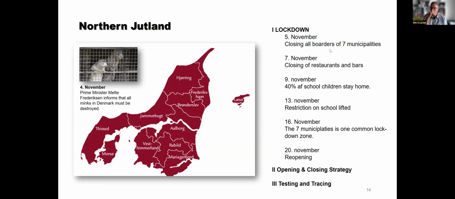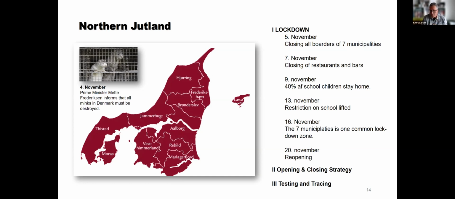In the first phase, you closed all borders of the 7 municipalities, so each municipality was its own little bubble. On 7th of November, you closed restaurants and bars as well. On 9th of November, 40% of school children were instructed to stay at home. So it was even stricter and stricter lockdowns. Then on 13th of November, the restrictions on the schools were lifted again, so it was only in effect for 4 days. And on the 16th of November, the borders between these 7 municipalities were lifted, but it was one common lockdown zone. And on 20th of November, it was reopened.